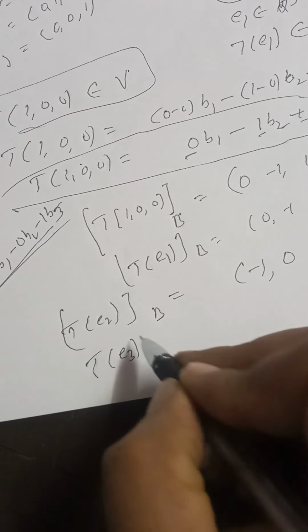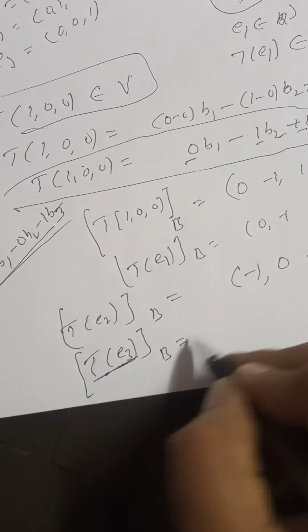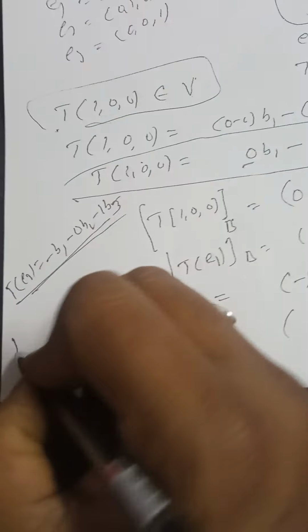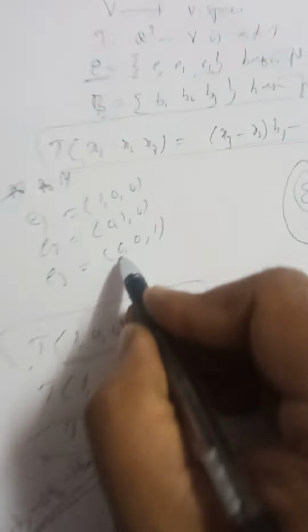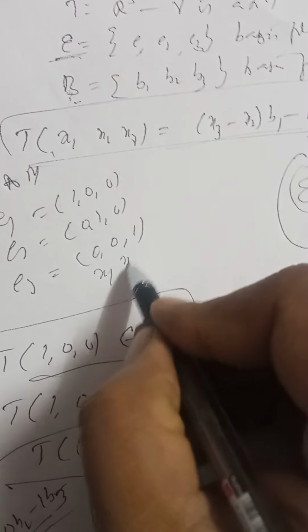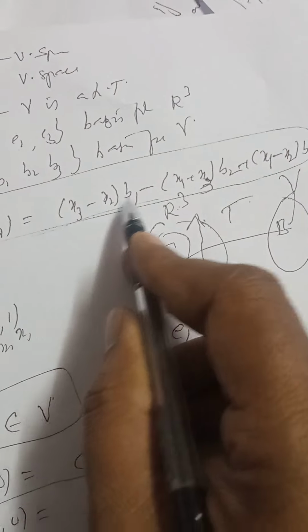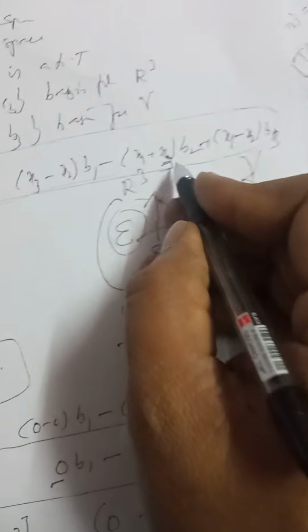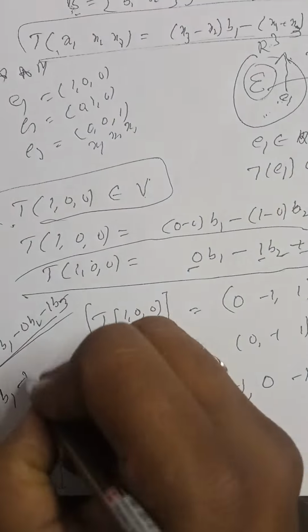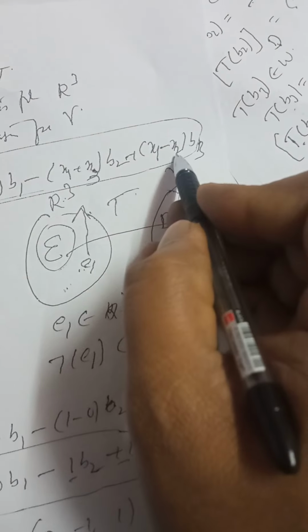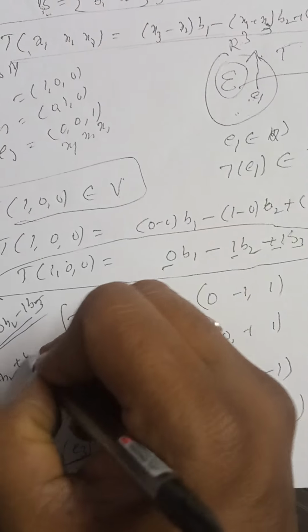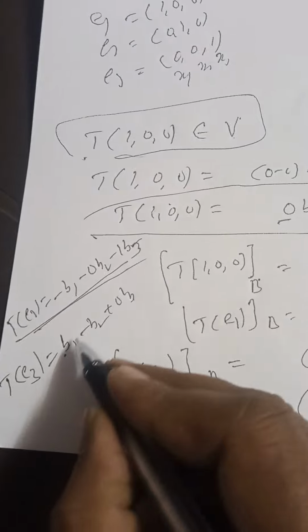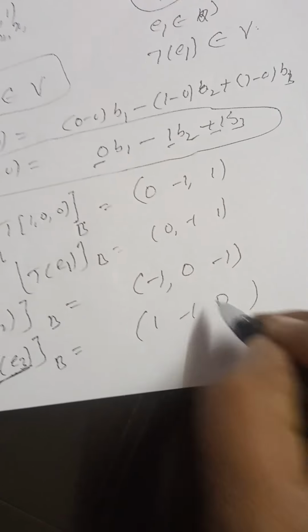T of E3 is a vector in V relative to the basis B, meaning the collection of the coordinates. E3 means 0, 0, 1, no? Here x1 is 0, x2 is 0, x3 is 1. Substitute over here: x3 minus x2 gives b1, x1 plus x3 gives minus b2, and next x1 minus x2 is 0 minus 0, which is 0, times b3. The coordinates are 1, minus 1, 0.